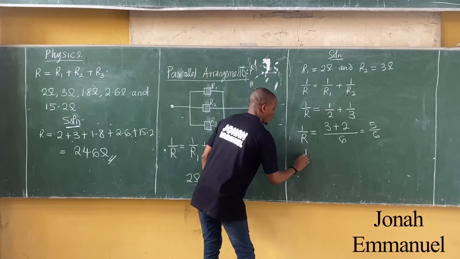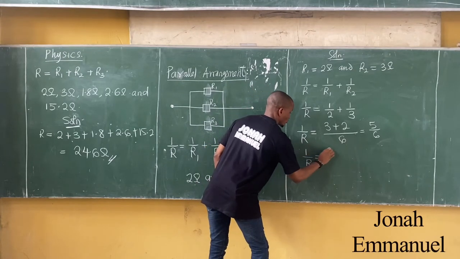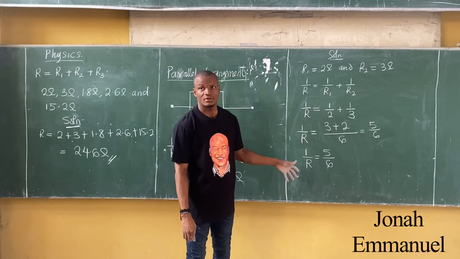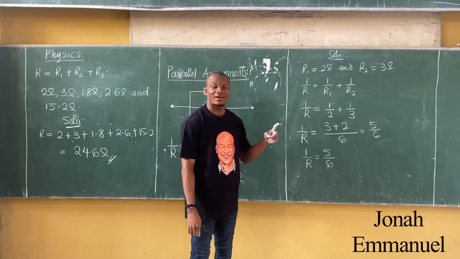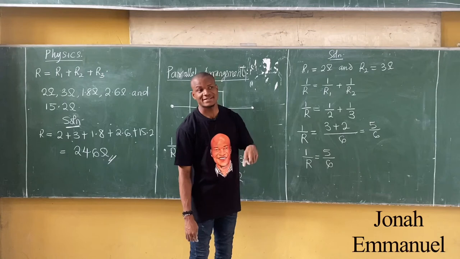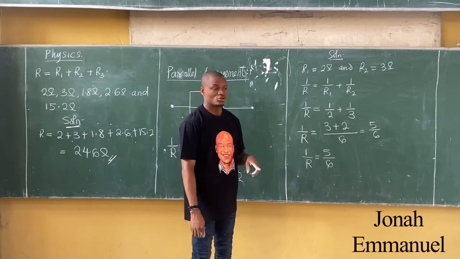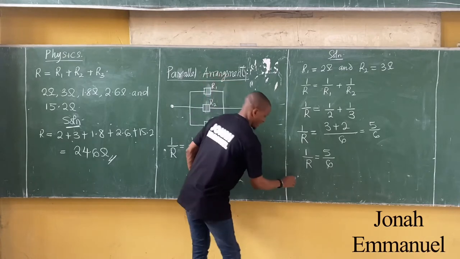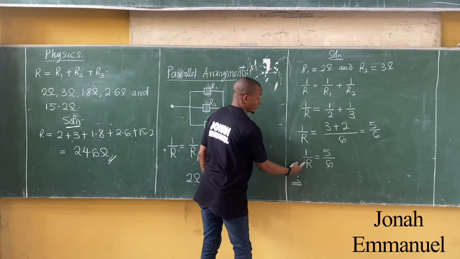So I have 1 over R1 is equal to 5 over 6. Please mind you, this is not an answer. We have to find the equivalent resistance, not the inverse of the equivalent. So at this point, now what do I do? I'll simply invert. From here, I want to get R, not 1 over R.